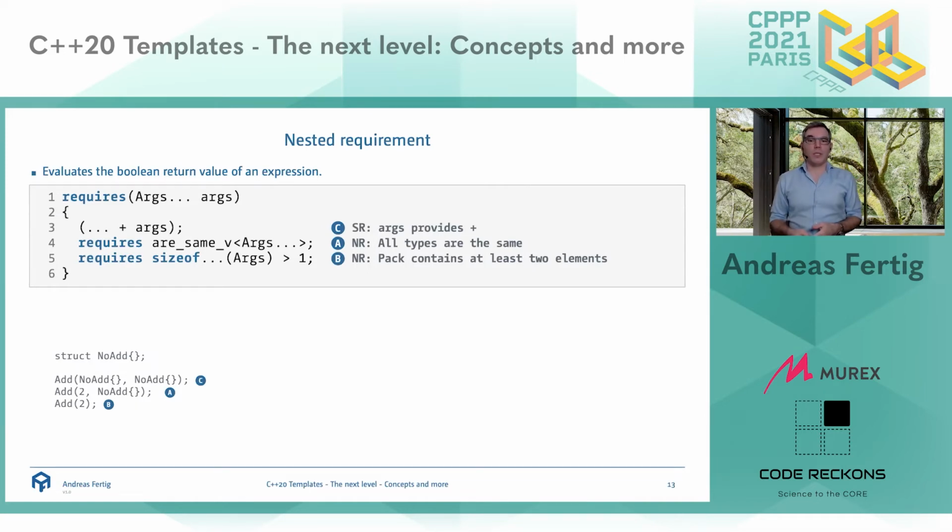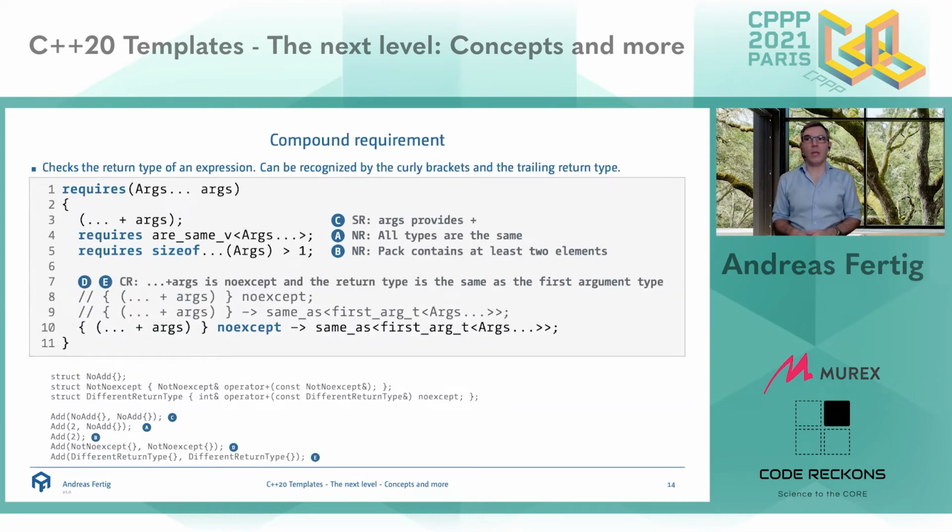Below is, once again, the code that illustrates what no longer works. I can no longer call add with 2 and no add, and I can no longer call add with simply the integer 2. So good. Now let's look at the third requirement, the compound requirement. A compound requirement checks the return type of an expression. And it can do 2 things. And in line number 10, I'm showing the 2 things at once.